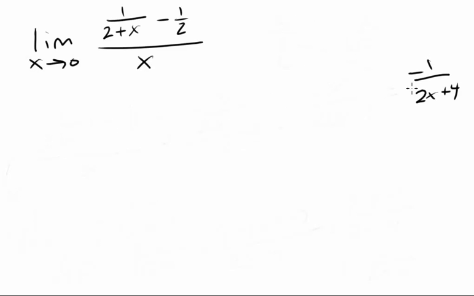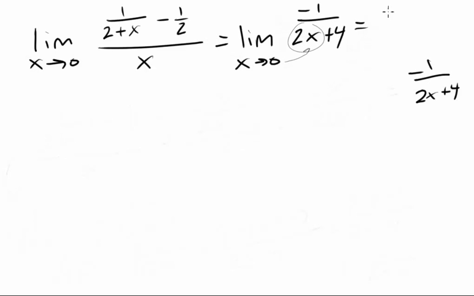Alright, so now I can say this is equal to the limit as x approaches 0 of minus 1 over 2x plus 4. And now we can plug everything in. So if I plug in 0 into here, it makes this whole thing 0. So then we end up just getting minus 1 over 4. So again, we just solved it by trying to rewrite the equation so that we can actually solve it using substitution.